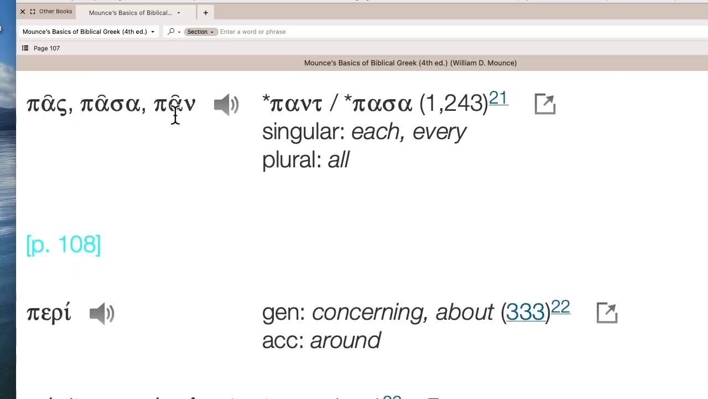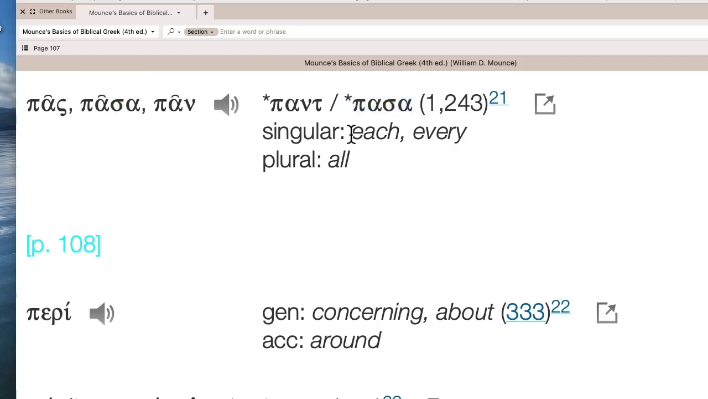Pas, pasa, pan. This also is a 3-1-3, where pas and pan actually come from pant, and our third declension, whereas pasa, the feminine, is a first declension, and it comes from pasa.